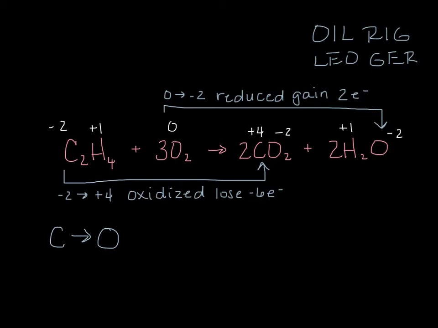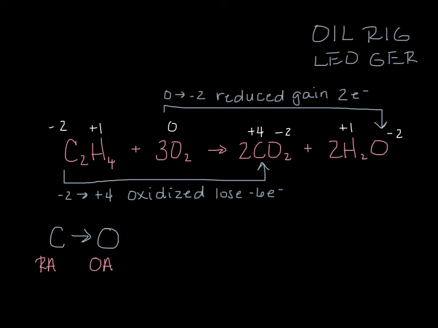Carbon is giving electrons to oxygen, causing oxygen's oxidation number to decrease, to be reduced. Carbon is causing oxygen to be reduced, so it is the reducing agent. Whichever species is being oxidized is the reducing agent, and by accepting those electrons, oxygen is causing carbon's oxidation number to increase. It's causing carbon to be oxidized, so it is the oxidizing agent. Whichever species is being reduced is the oxidizing agent.